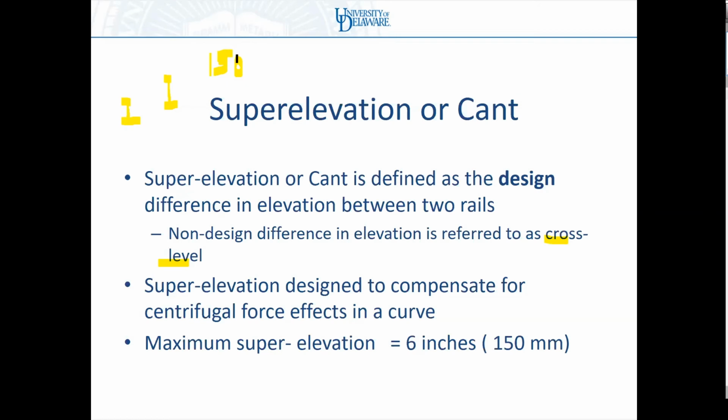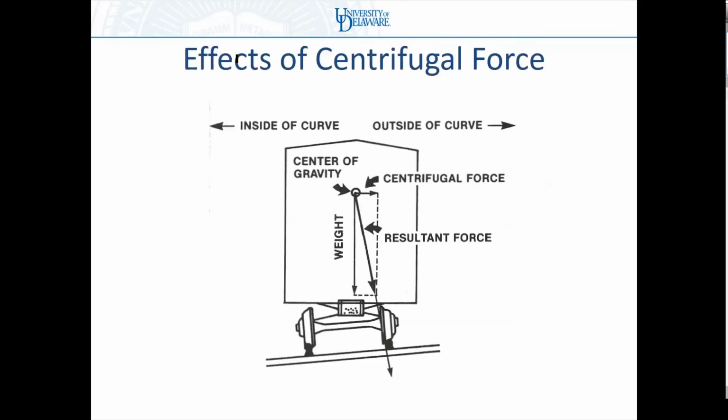On the other hand, if I go out there and I measure a 200 millimeter height difference between the top of the high rail and the top of the low rail, then I have a 50 millimeter cross level or variation, which is a defect. And of course, it's designed to compensate for centrifugal force effects, which we've already discussed.